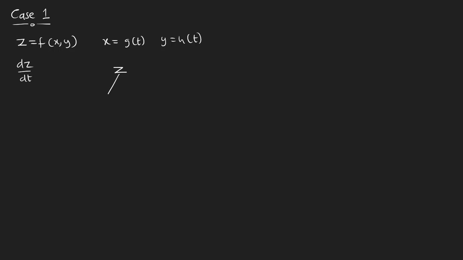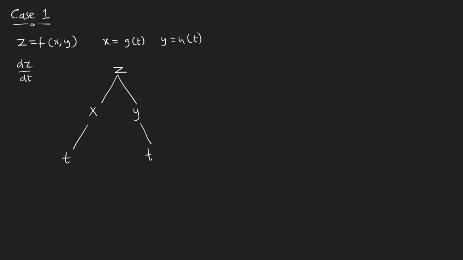Since z is a function of x and y, I'm going to bring x and y here to show that z is a function of x and y. And then x is a function of t, as you can see here, and y is also a function of t. So I have t here, and t here. This is what you have now.